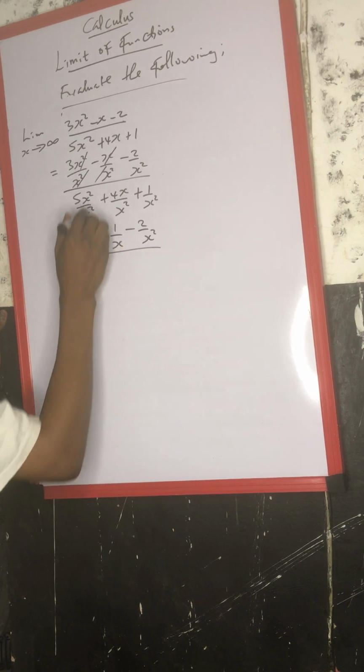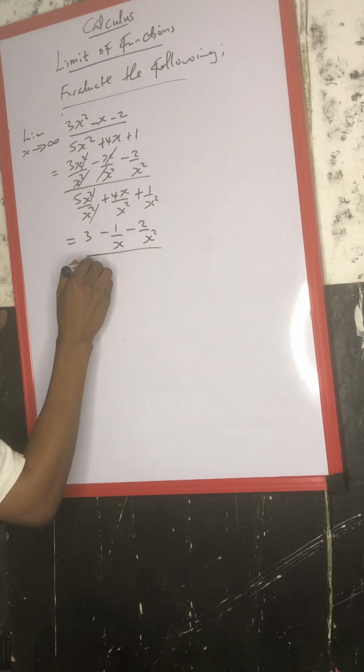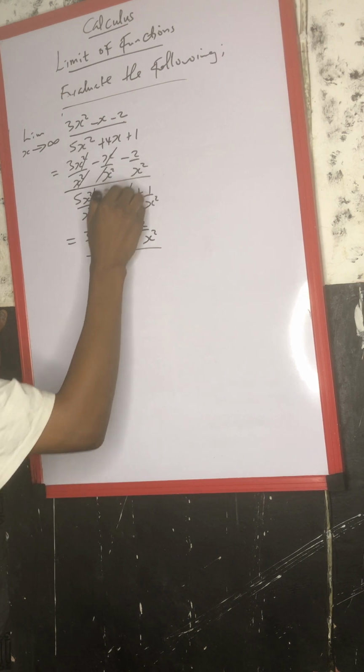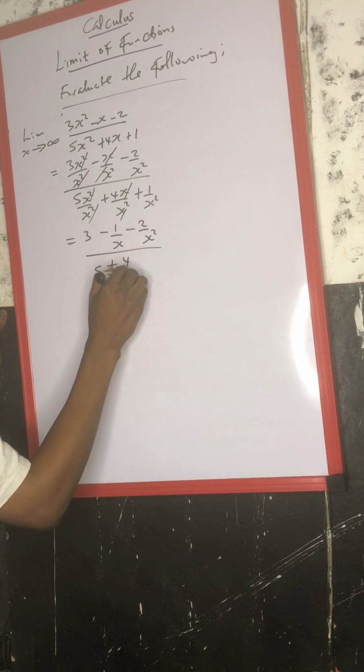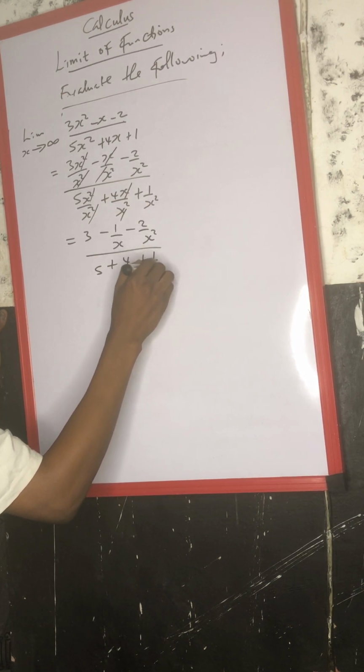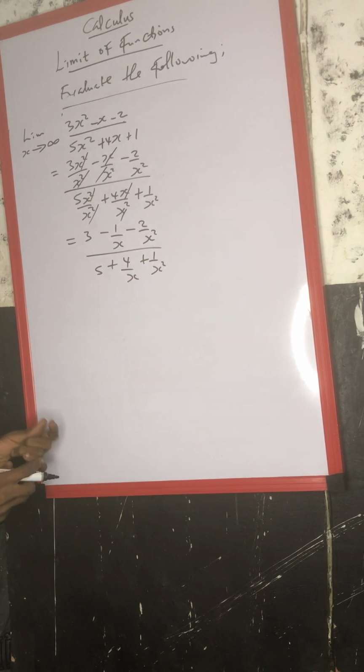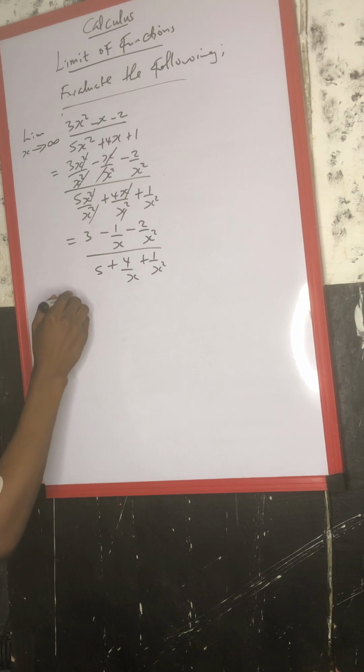From there, this cancels out this, you'll be left with 3. This goes with this, you'll be left with minus 1 over s. Then 2 over s squared remains. Then all over, this cancels out this, you'll be left with 5, then plus 4 over s, then plus 1 over s squared. Like I said, anyone with a variable, you limit it to be 0.